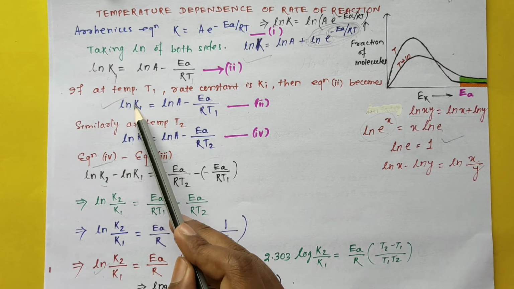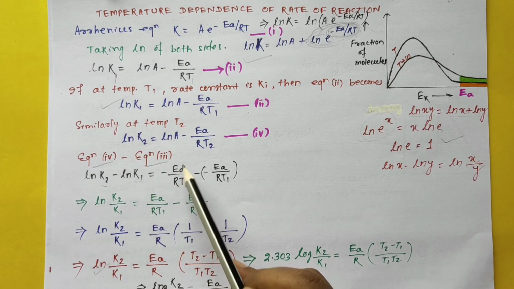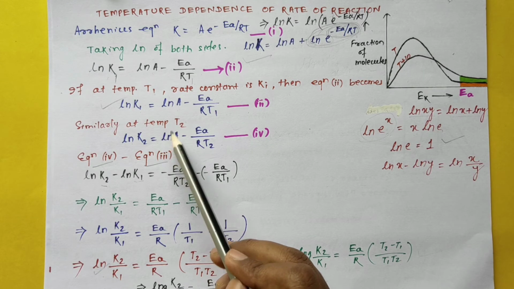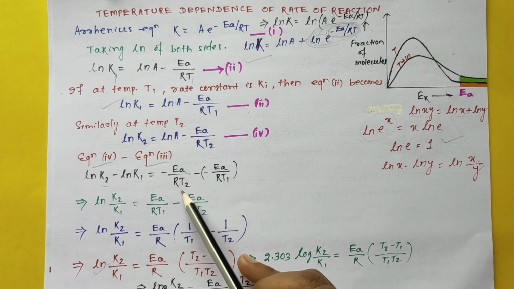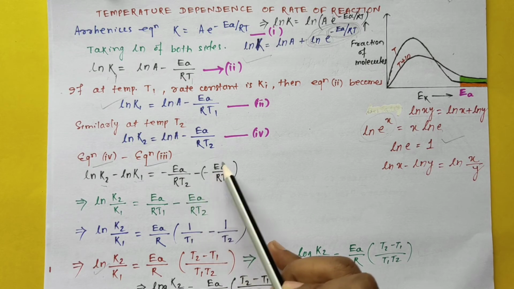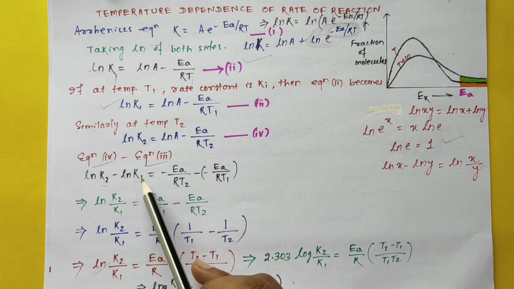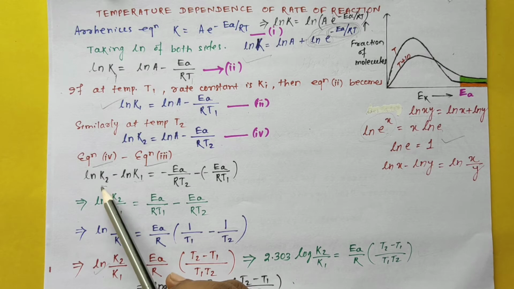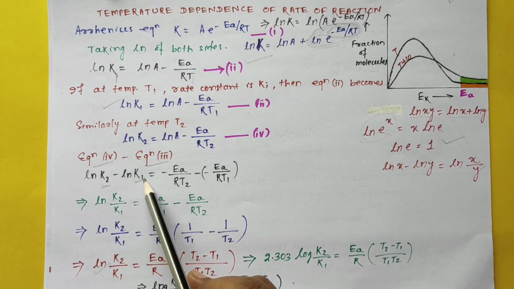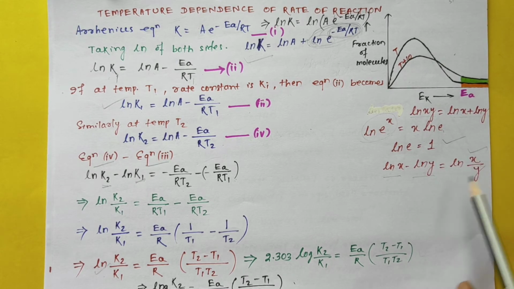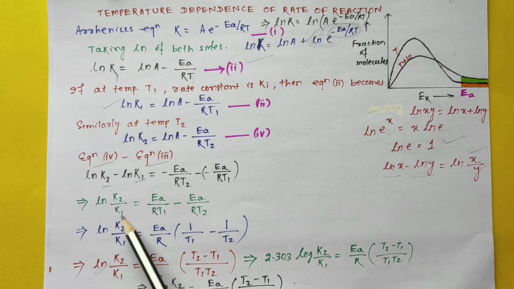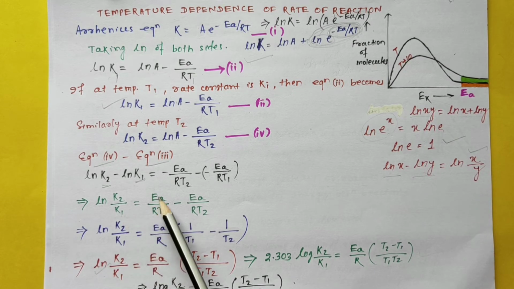ln k2 minus ln k1 is equal to how much? ln A gets cancelled, because if we subtract this from this, obviously it will be cancelled, and finally we will get minus Ea/RT2 minus (minus Ea/RT1). So let's simplify it. ln k2 minus ln k1 is ln x minus ln y. What is the formula? ln x minus ln y is equal to ln x/y. The expression becomes ln k2/k1 = Ea/RT1 minus Ea/RT2.